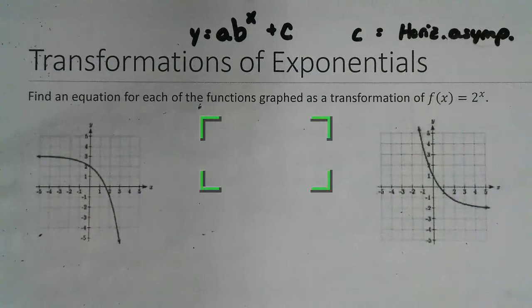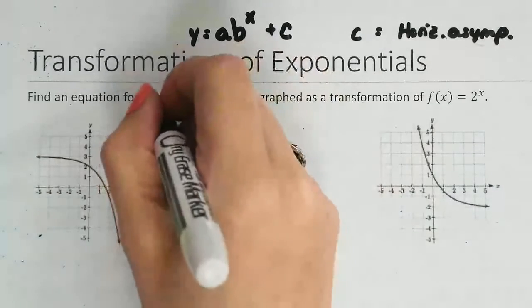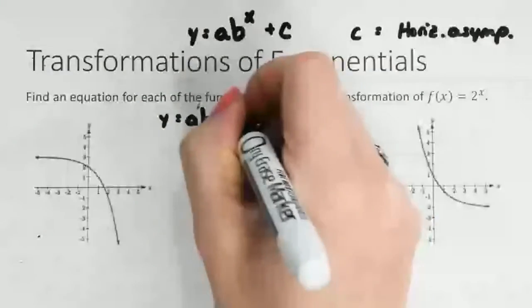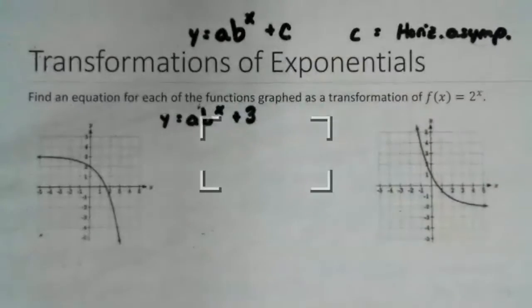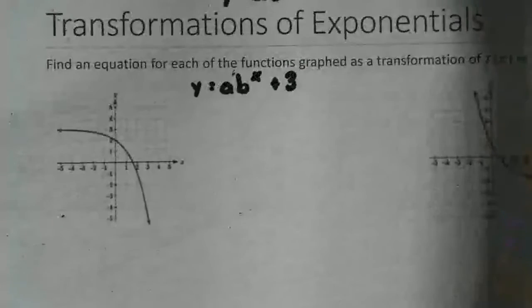So let's take a look at the first one. It looks like our horizontal asymptote is at y equals 3. So we know our equation is going to be in the form y equals ab to the x plus 3, because 3 is our horizontal asymptote. Now I'm going to use some points on the graph to help me find a and b. First off, I'll start by using my y-intercept, and it looks like we go through the y-axis at 0, 2. So I'm going to plug in 0, 2 into the part of the equation I already have, and hopefully that'll help me start solving for stuff.